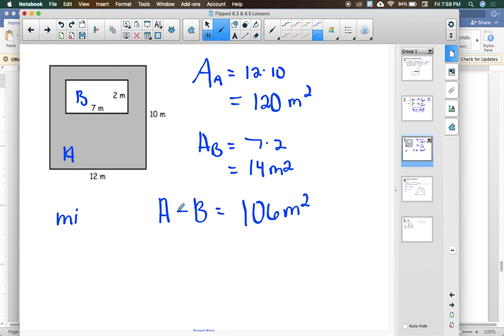All right, so when you do your practice problems and your bookwork, make sure that you are paying attention to whether we are adding shapes together to create a new shape or if we are subtracting to get a shaded region.